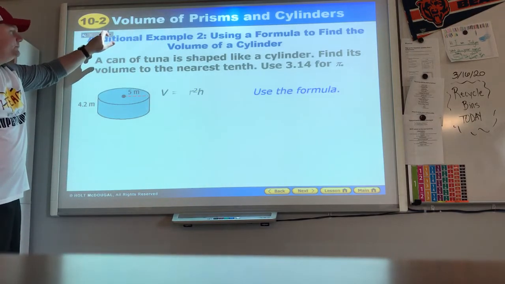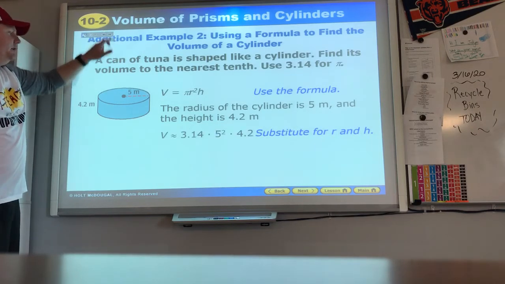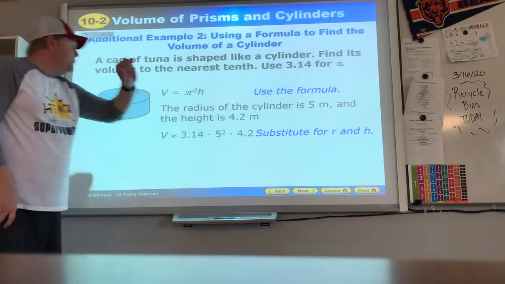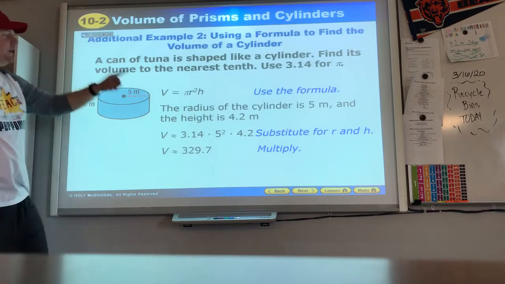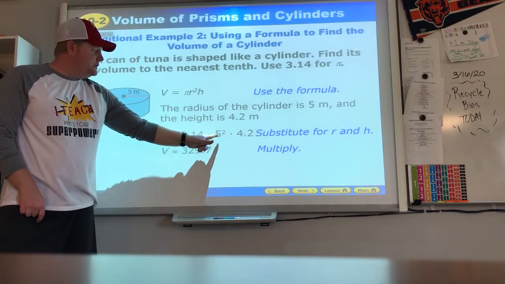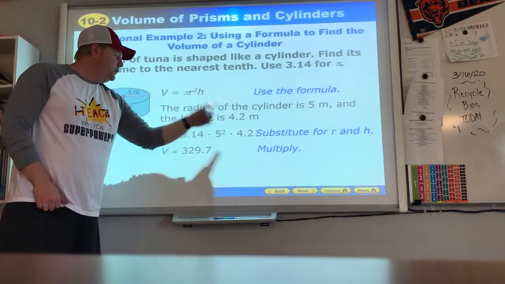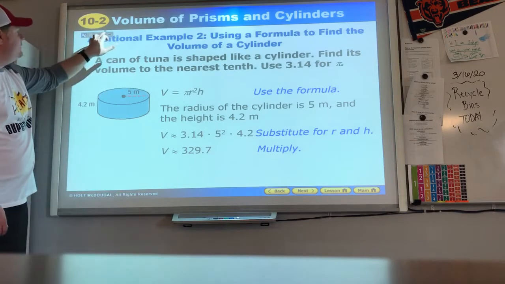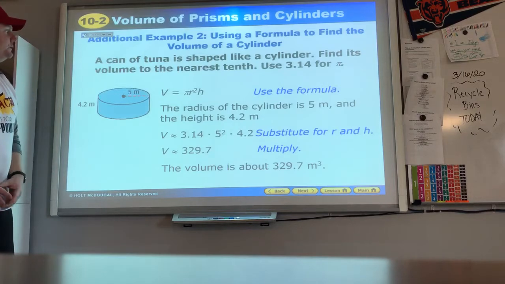Use the formula. The radius of the cylinder is 5 and the height is 4.2. Substitute in 3.14 times 5 squared, there's your radius, times 4.2. When we do the math of multiplying all those out, please remember you have to square this first and then multiply. So it'd be 25 times 4.2 times 3.14. You get 329.7 as your volume. And don't forget our meters cubed.